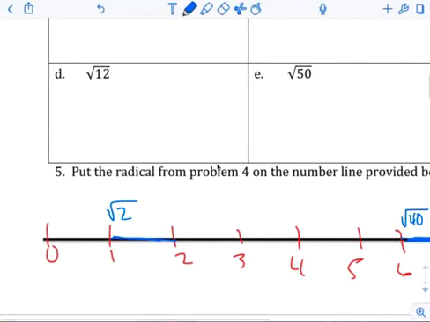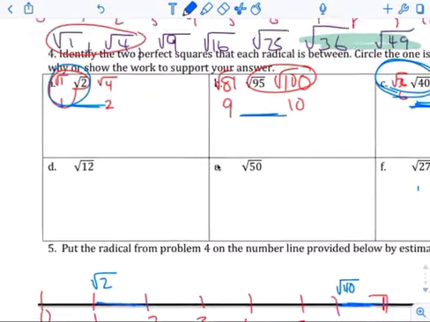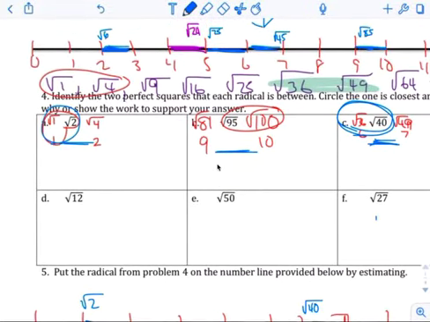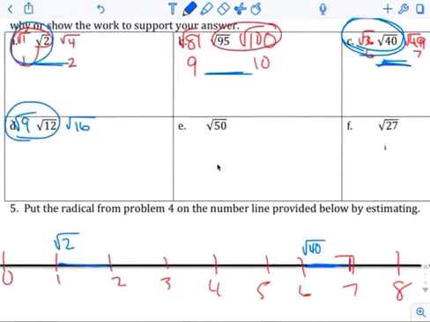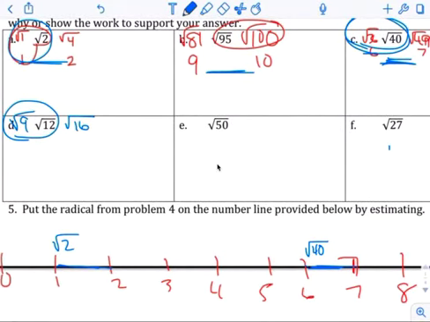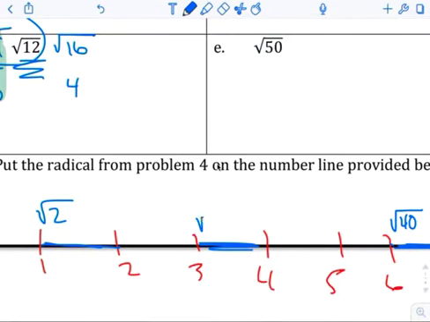Square root of 12. Square root of 12 is between 9 and 16, the square root of 9 and the square root of 16. Okay? And it's closer to 9 because it's only 3 away. It's between 3 and 4, and closer to 9. So it's closer to 3, the square root of 9. Square root of 12 is closer to 3.